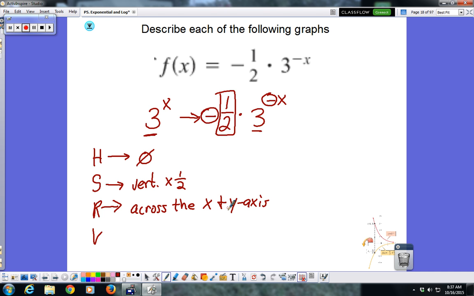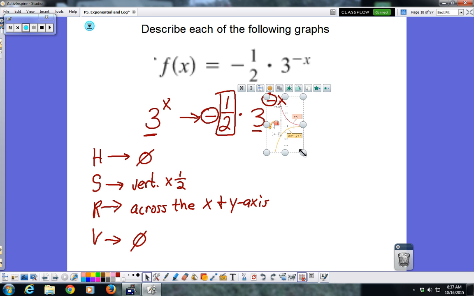So we're flipping it across both axes, and a vertical translation would be plus and minus out here or plus and minus in front. There are none. So those are all your transformations. Here's the graph of everything we just did.